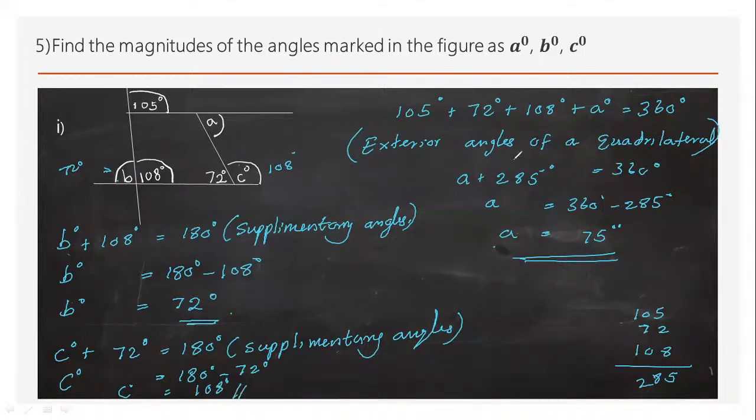Right. Then you already know this is 108, this is 72, this is 105, and then you can get the value for A here. Right. We'll go to the 6th question.